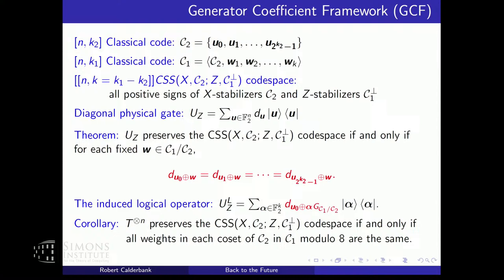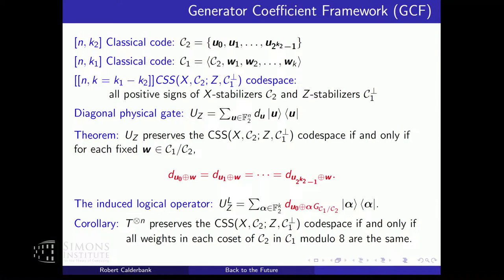This theorem says that if you want something good to happen, this is what has to happen with respect to the codes. The idea here is that these coefficients have to be quite special. They have to be the same in a coset. And you can read off what the induced logical operator is. The corollary here is that you're preserving this code space if and only if all weights in each coset of C2 and C1 modulo 8 are the same. So this is like a triorthogonal code condition. And this is the reason why at the start of the talk I talked about powers of two that divided weights.